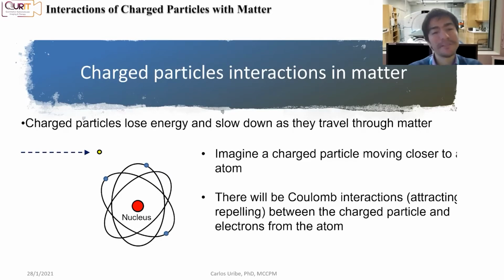So these charged particles, as I said before, lose energy and slow down as they travel through matter. Let's imagine one charged particle, shown in yellow, moving closer to one of the atoms in that medium. Because this particle has some charge, and this atom has electrons in the orbit and positive charges in the nucleus, there will be Coulomb interactions, whether with the nucleus or with the electrons, and whether this particle is positive or negative. That force is going to be either attracting or repelling.